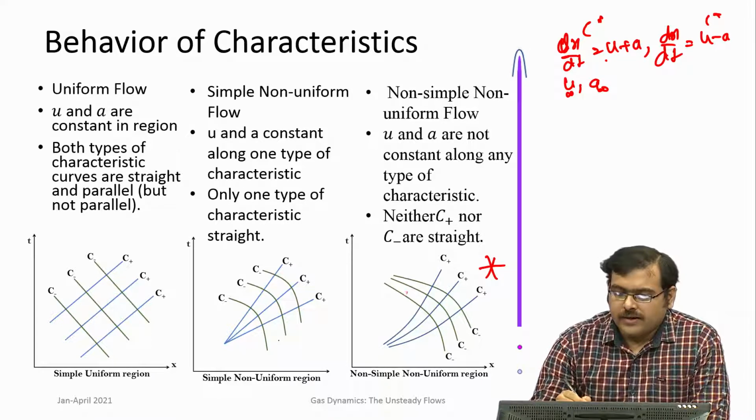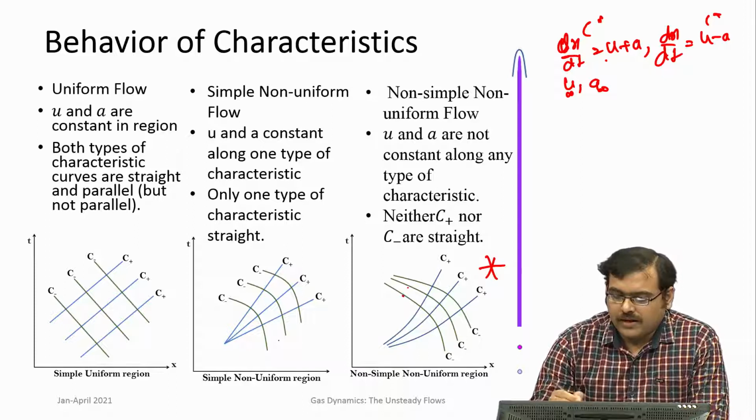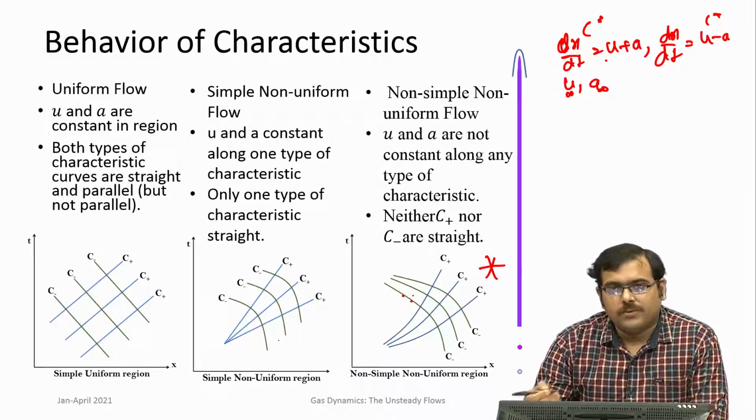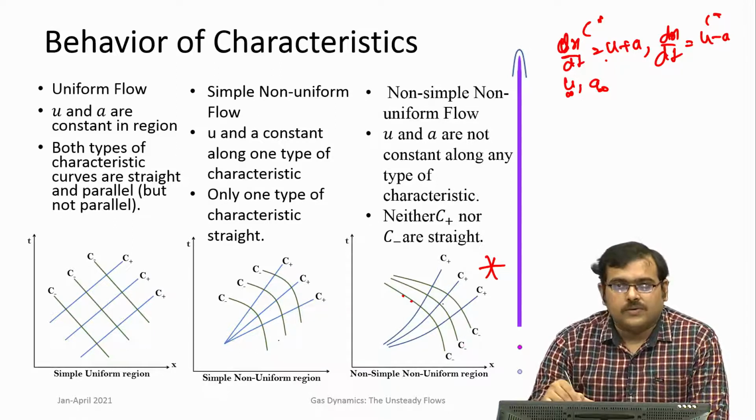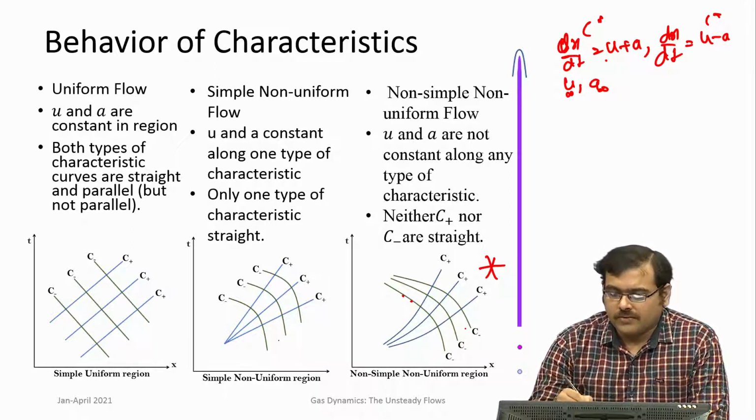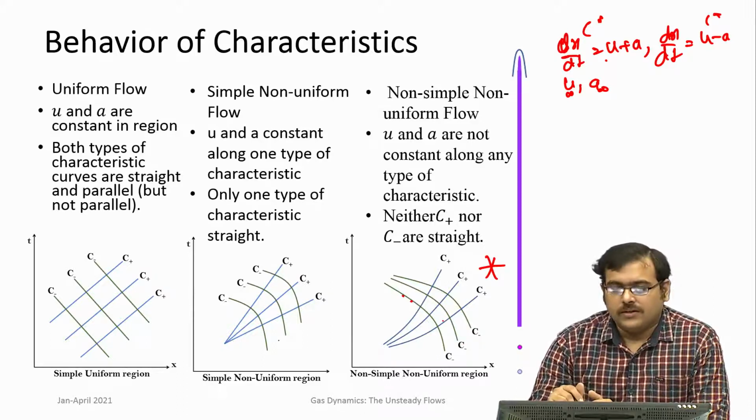So at every point, of course, you will have dx by dt is u plus a, but as you move away from the point you have another u plus a or u minus a. As a consequence, these are curves, they are not straight lines, and so you have two sets of curves. Okay, so this is completely non-uniform flow.